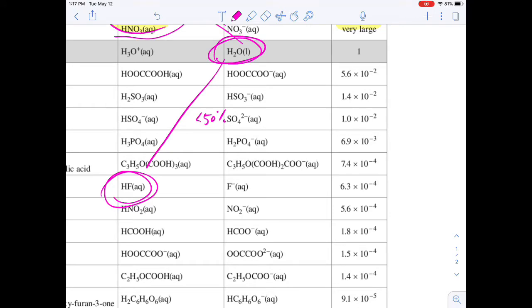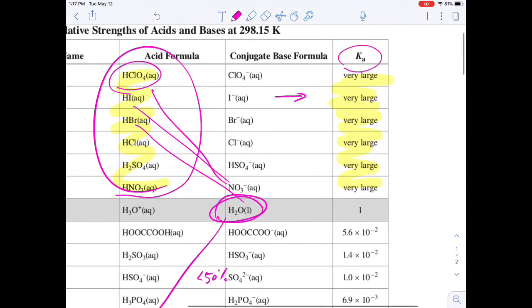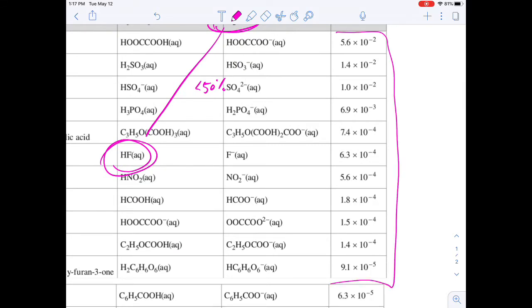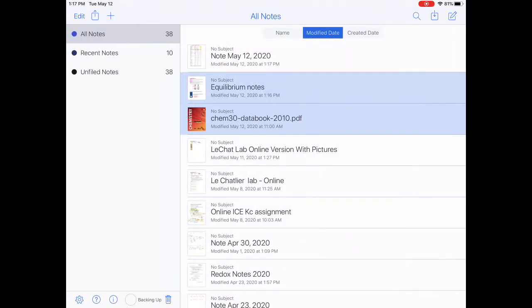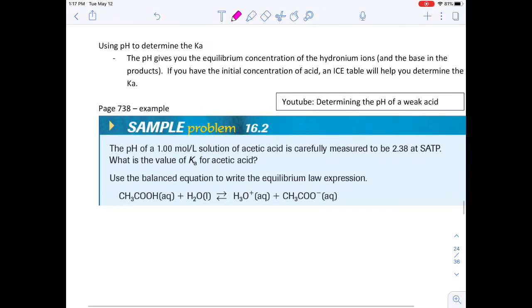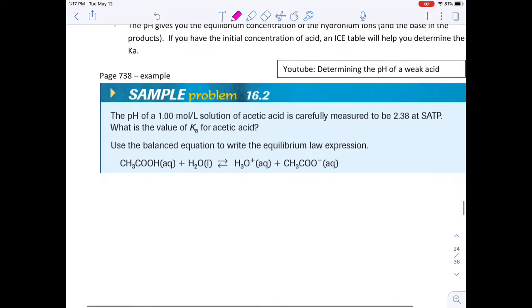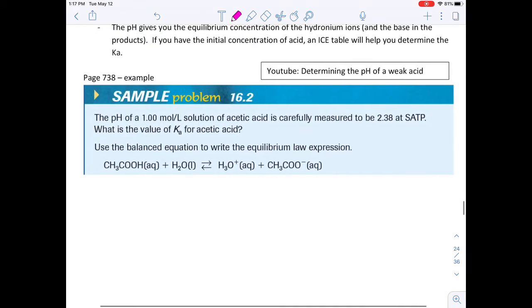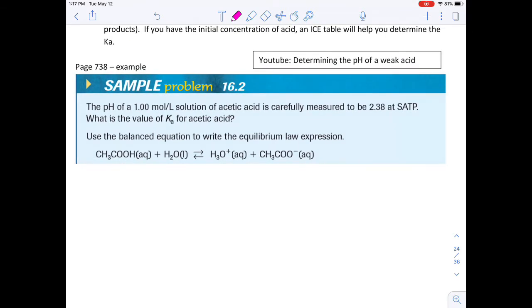Now the Kas are listed in the data booklet, and we can read them off and we will use them, but they're experimentally determined by looking at the equilibrium concentrations of each of the chemicals. We can do an ICE table to calculate the Ka for a chemical. In this example, the pH of a 1.0 mole per liter solution of acetic acid is carefully measured to be 2.38. If we did an ICE table for this, we've got our acetic acid.